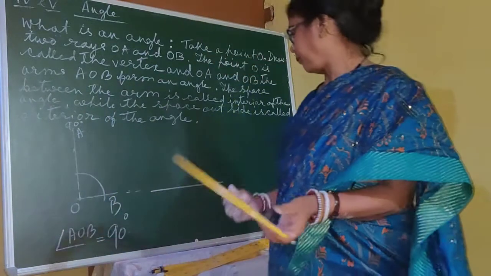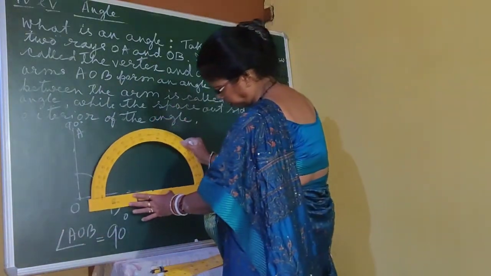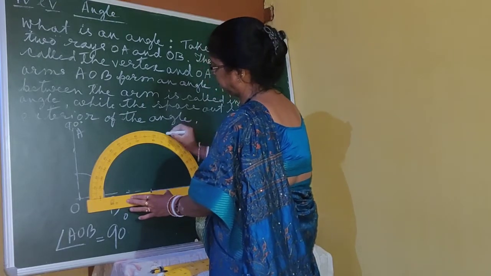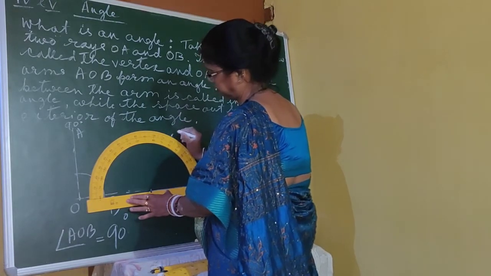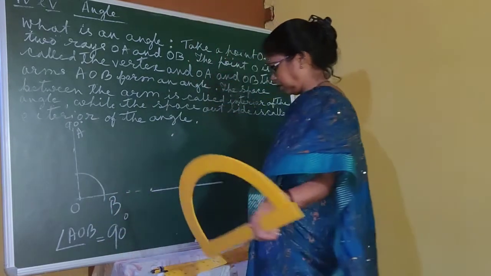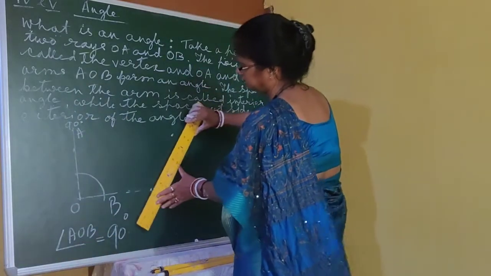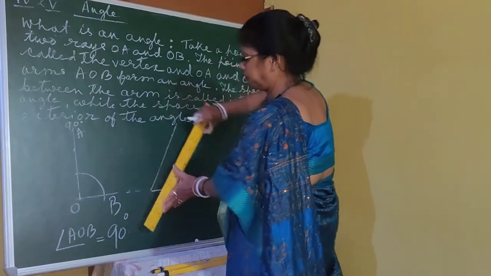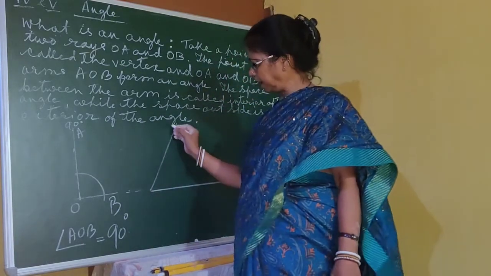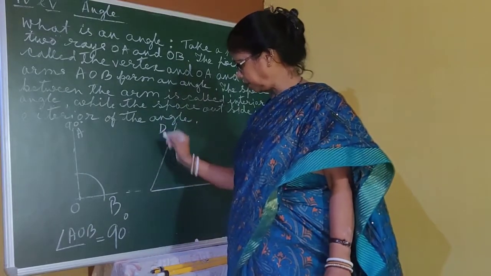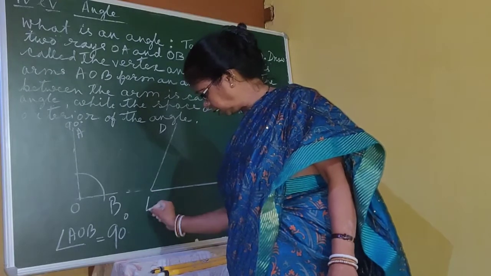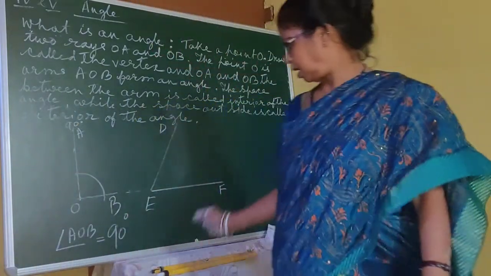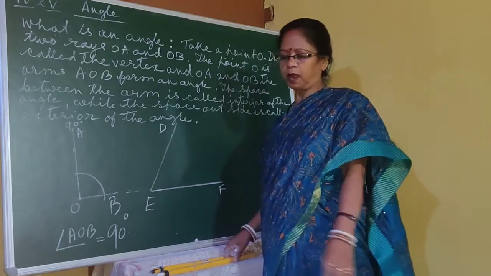Then see, now I will draw an acute angle. Acute angle means less than 90, here 70 or 60. A 60 degree angle. Then draw an angle with the help of a protractor, and the measurement will be given in the question paper. Here, different names you can write: AOB, DEF, all capital letters. Names should be capital letters, and they come serially: DEF, PQR, like that.